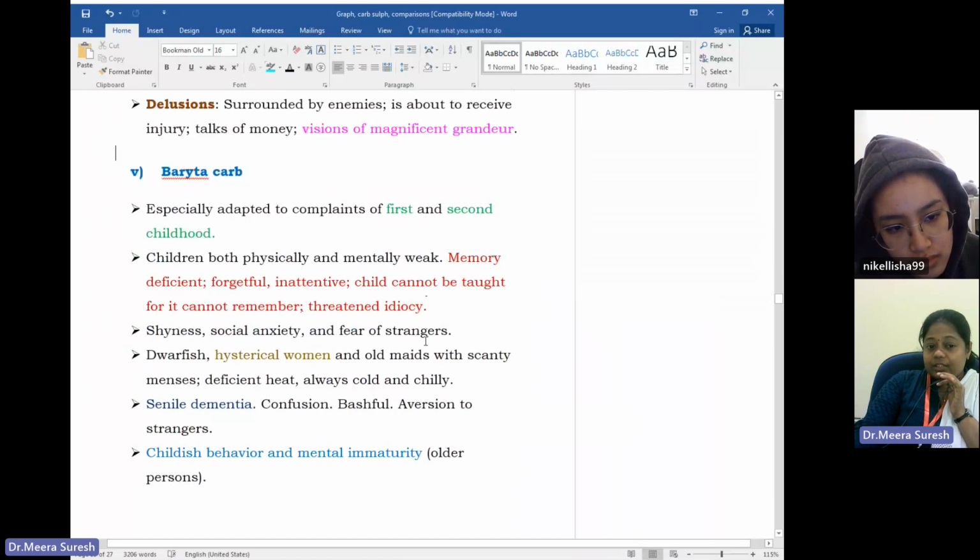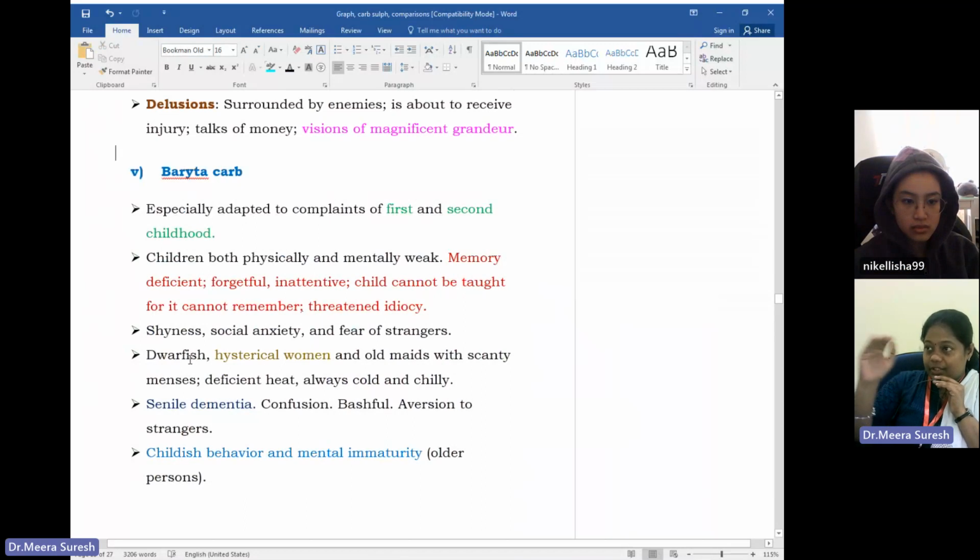So this shyness, social anxiety, fear of strangers, which is a part we can compare to autism. So in Carbonium sulf, we see it, in Baryta carb also. The Baryta carb can also be indicated in case of women, but these women will be dwarfish in nature, so that physical stunted growth we can see in their physical nature. They will be old maids, unmarried women, and hence they will be showing that hysterical nature. So with that, deficient heat, always cold and chilly.